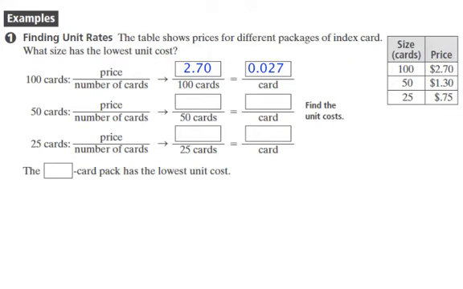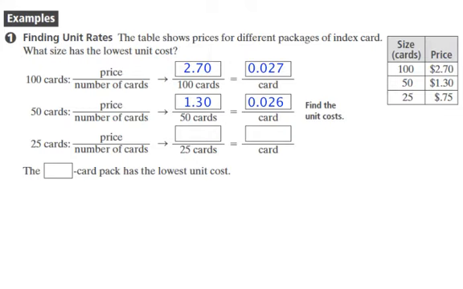For 50 cards, we have the price over the number of cards. So $1.30 over 50 cards. The unit cost for that is 0.026 per card. So again, just under 3 cents, but still cheaper than the 100 cards.